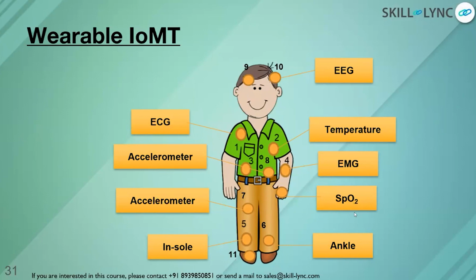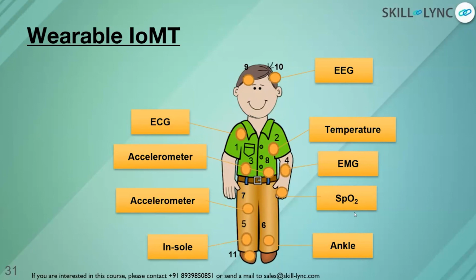So in order to avoid all this, and to increase healthcare efficiency, they thought they could come up with wearable technology. Wearable technology is nothing but the person wearing an electronic gadget, where that gadget monitors their health parameters. The health parameter can be ECG, EMG, accelerometer, insole, ankle, SpO2, anything. Any healthcare parameter can be monitored.